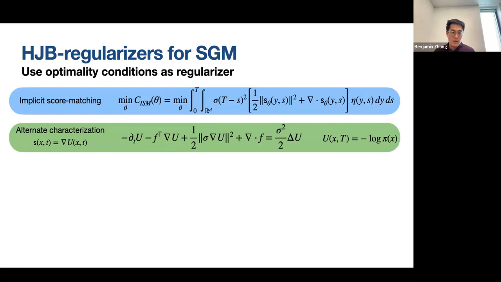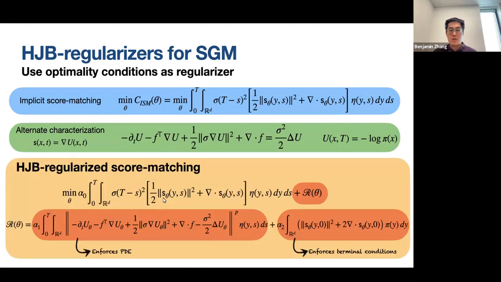And as we just saw earlier, there's an alternative characterization, which is this Hamilton-Jacobi equation. And the idea is, what if you take your score matching and tack on this regularization function, where you enforce this Hamilton-Jacobi equation inside, along with the terminal condition over here, which, as we found, is in effect equivalent to score matching at the terminal condition. Okay.